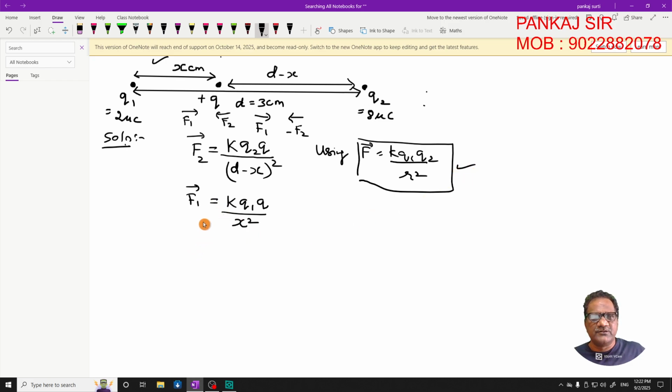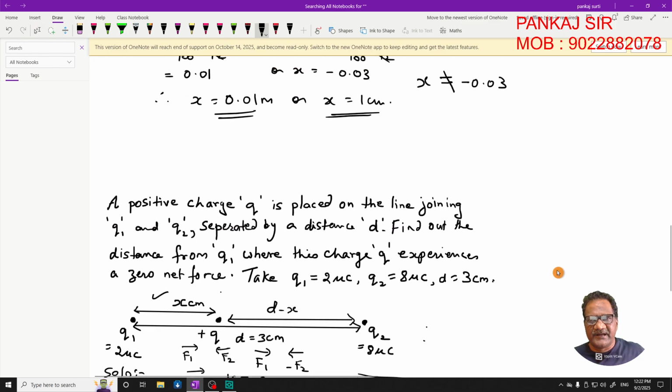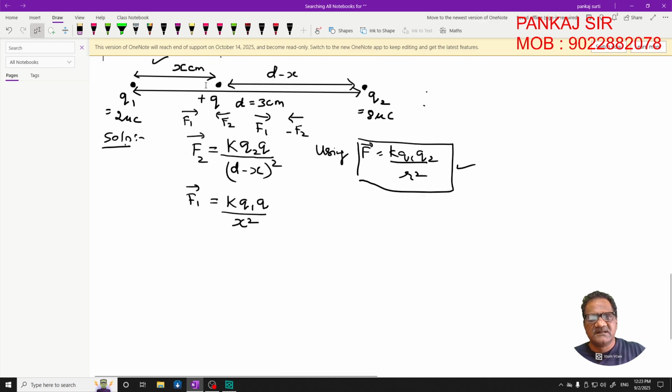Now he is telling you that due to this charge Q, the net force acting at this particular point is zero. Find out the distance from Q1 where this charge Q experiences zero net force. What is the meaning of zero net force? Meaning of this is that the magnitude of F1 equals the magnitude of F2. We are not concerned about the direction.